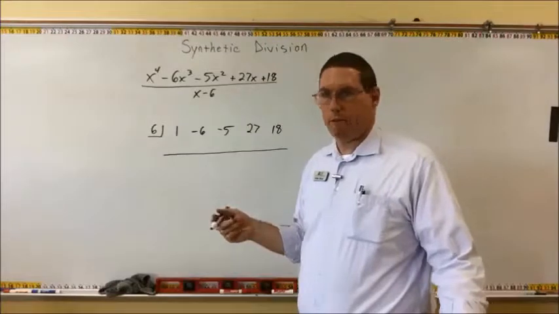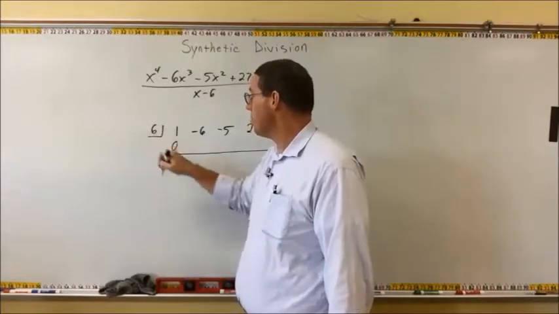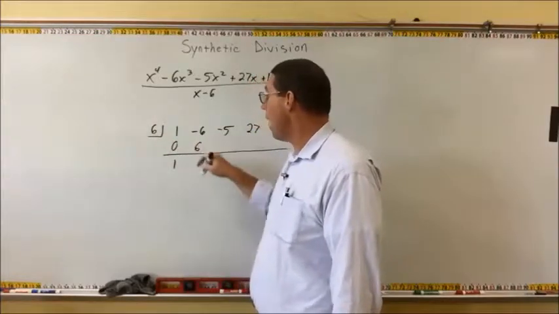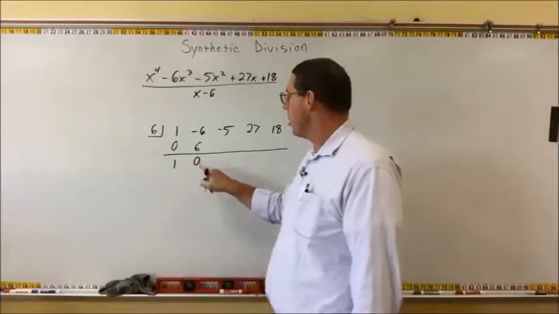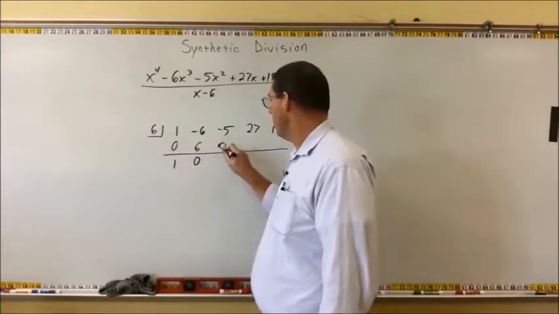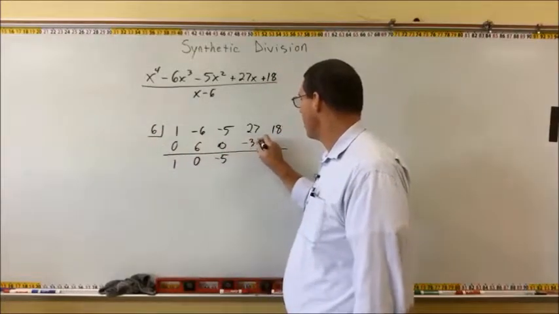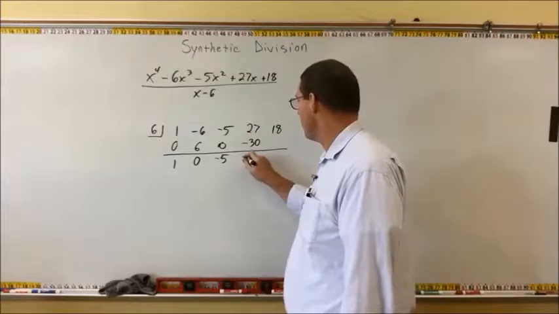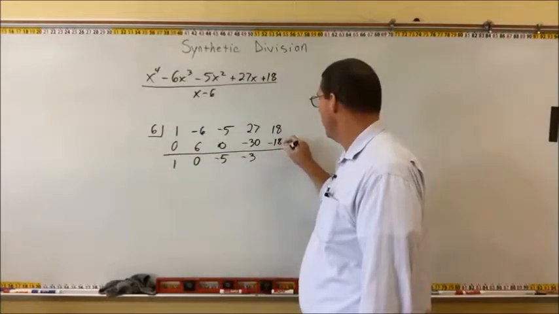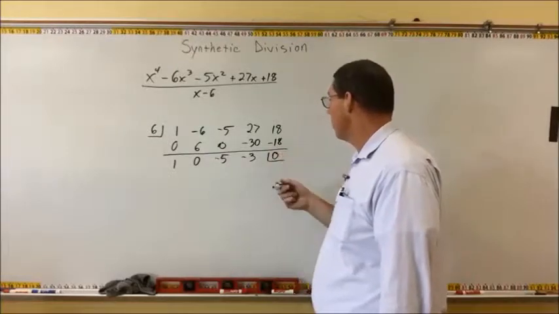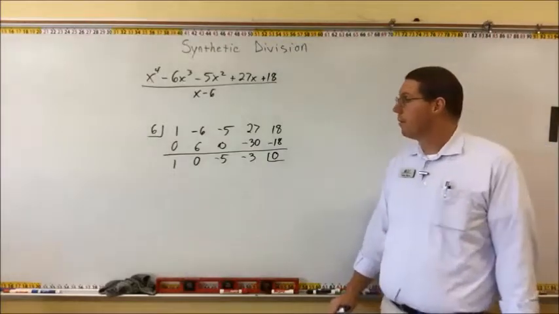Put a 0 under the first number, right? 1 plus 0 is 1. 1 times 6 is 6. 6 minus 6 is 0. Ah, there's a 0. Okay. All right, 0 times 6 is 0. Minus 5 is negative 5. Negative 5 times 6 is negative 30. Negative 30 plus 27 is negative 3. Negative 3 times 6 is negative 18. Negative 18 plus 18 is 0. And look, there's another 0 in the remainder. That means we're not going to write the remainder portion in the answer.